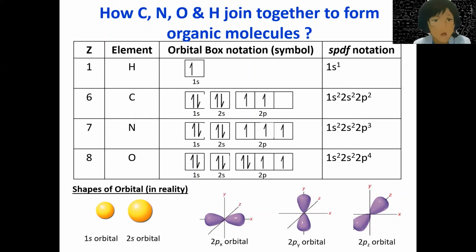The shape of the orbitals in reality: the 1s orbital is spherical in shape. The 2s orbital is also spherical in shape, but larger in size. For the 2px orbital, you will see that it's a dumbbell shape lying along the x-axis. And the 2py orbital will be in the direction of the y-axis, and the 2pz orbital will be in the direction of the z-axis.